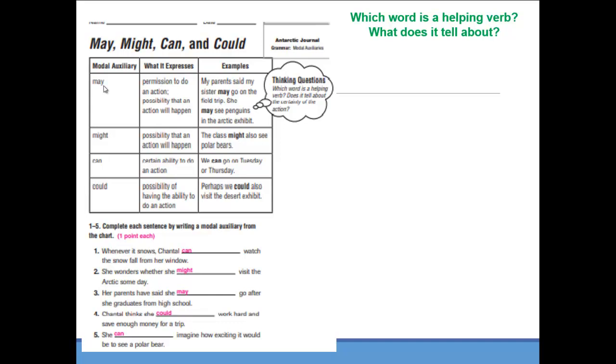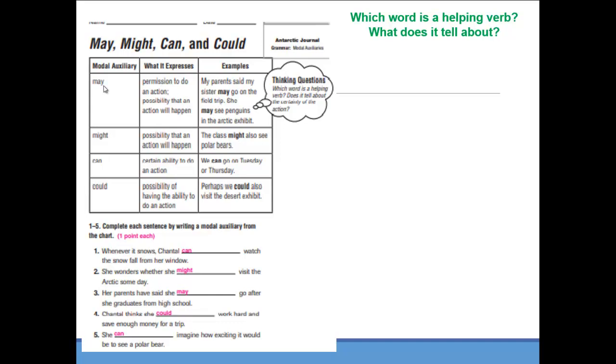Perhaps we could also visit. So it is possible that we will be able to visit the desert exhibit. It's possible that we will be able to do something. So there's a difference between can and could. Can shows that you are able to do something. Could shows that it's possible to be able to do something. There is a possibility to be able to do something.